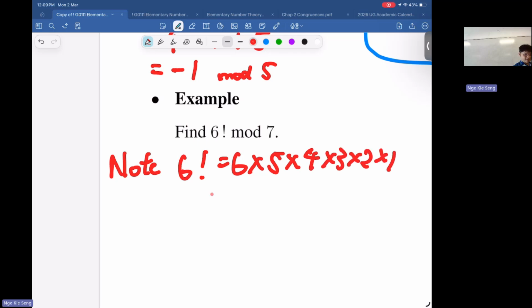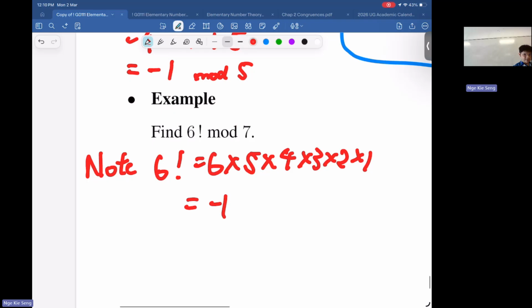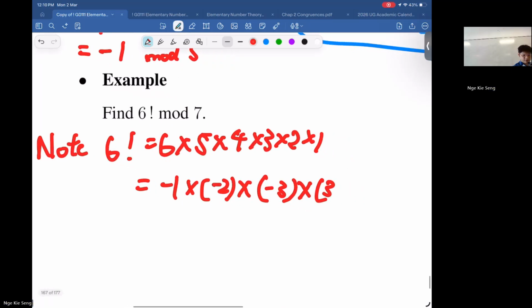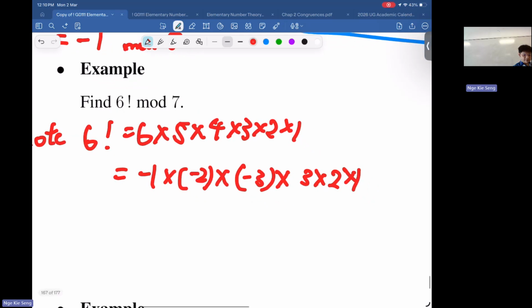-1 also. Okay, so basically you replace with a smaller number to compute. So this is the art of congruence. You can reduce the number to something smaller to compute, because you can imagine in the old days they didn't have calculators, so they invented a method to help them. So basically you will get -36, which is again -1 mod 7.